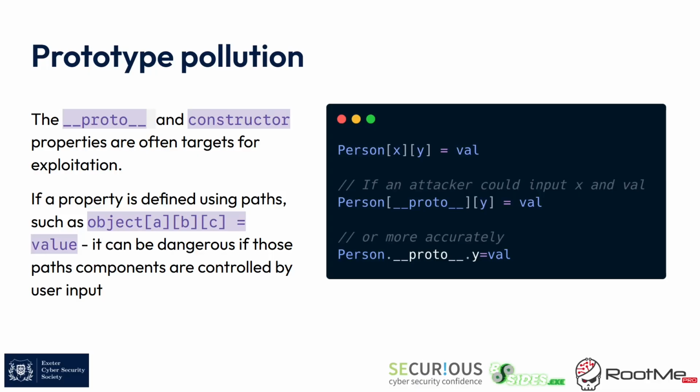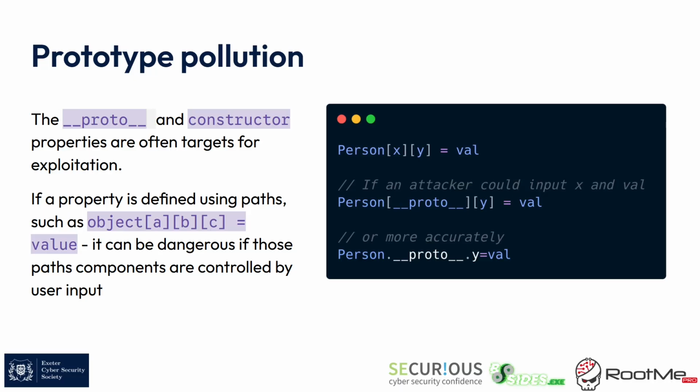So typically, the __proto__ and constructor keywords are used as targets for exploitation, and usually prototype pollution vulnerabilities have this kind of structure where a property is defined using paths, for example, object[a][b][c] is equal to a value. It's really dangerous if the attacker has control of some of those parameters.